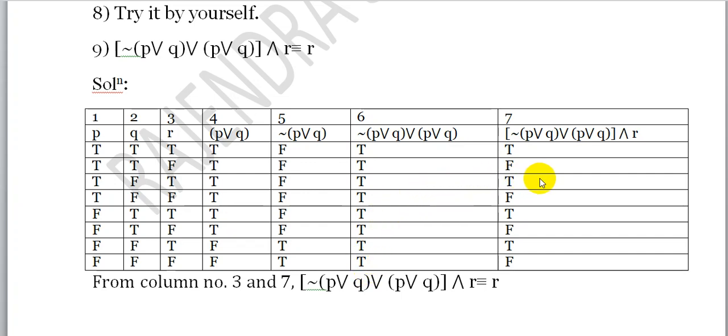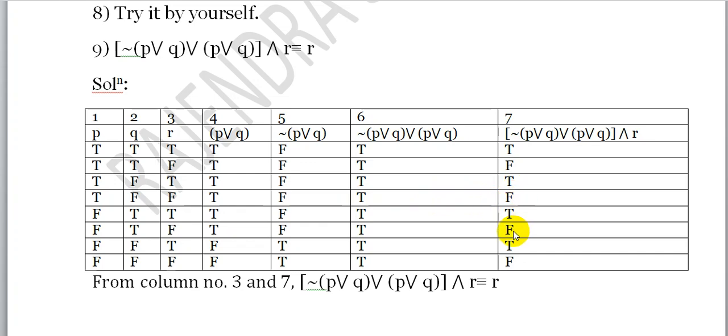Now column number 7. For column number 7, using R and the 6th column, means column number 3 and column number 6, using and in between them. So if both are true, then it is true, otherwise false. For the first, this is T and T, it is T. After that, F and T, it is F. Sorry, it is F. T and T, it is T.